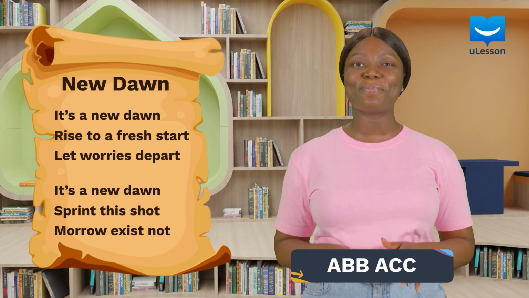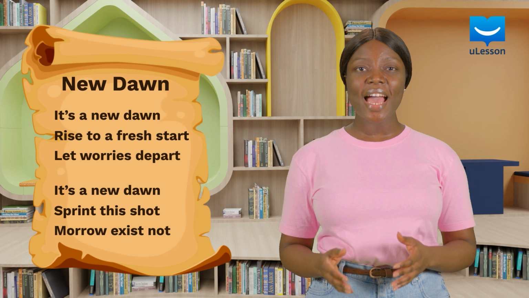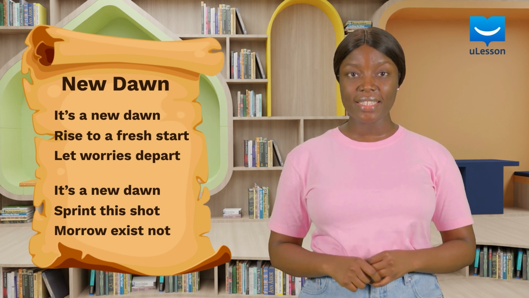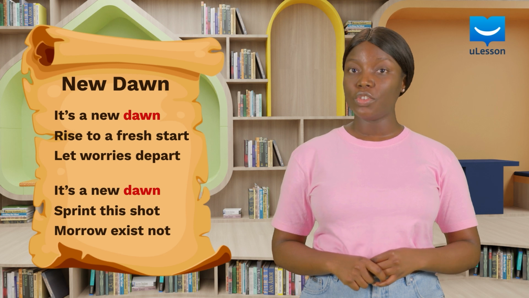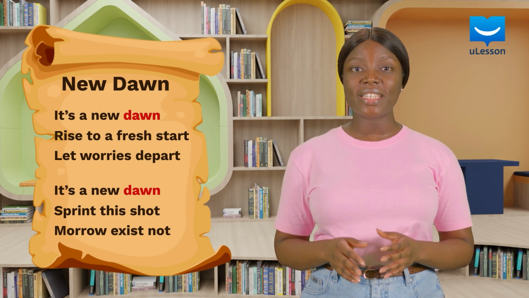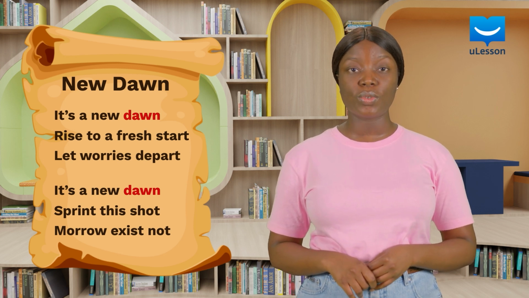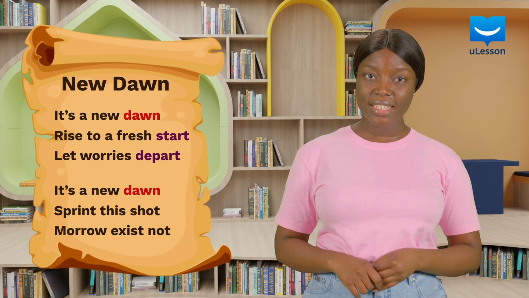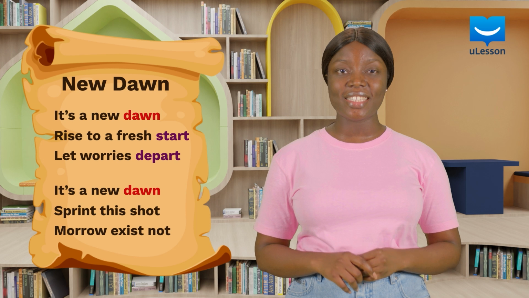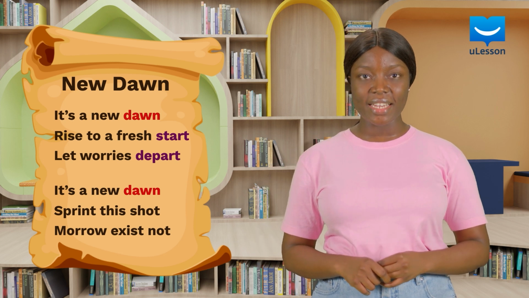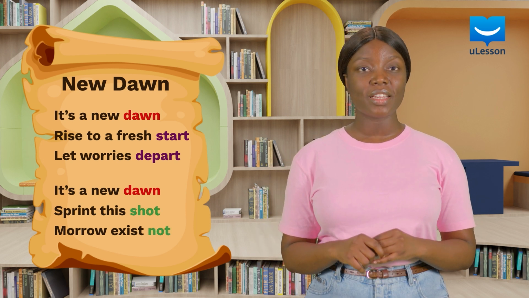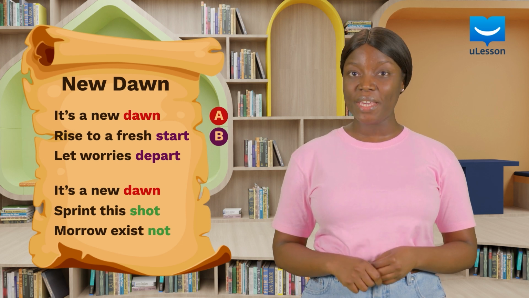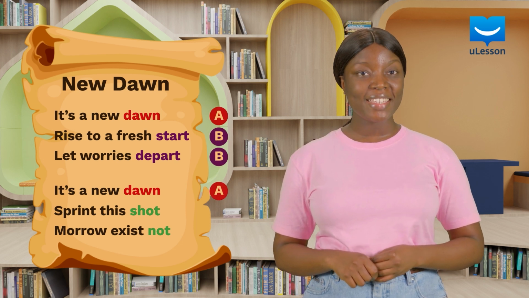Keep calm. I'll explain what that means. The last words in each line of each stanza produce the same ending sounds: dawn, dawn. The last words in lines 2 and 3 produce the same ending sound: start and depart. And lines 5 and 6 also produce the same ending sound: shot and not. Now, this is why we have the rhyming pattern A, B, B, A, C, C.